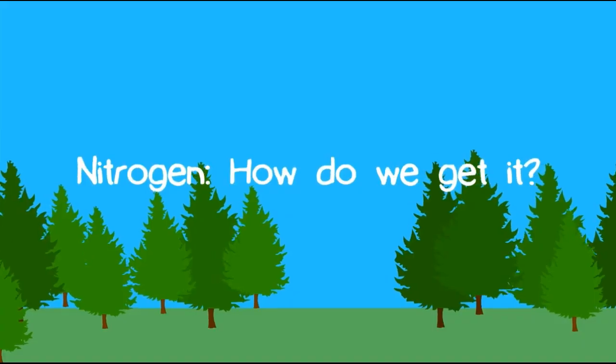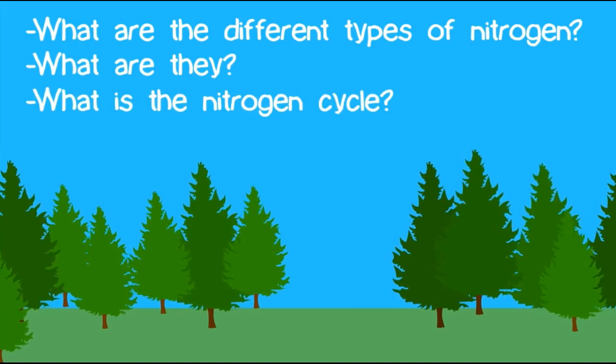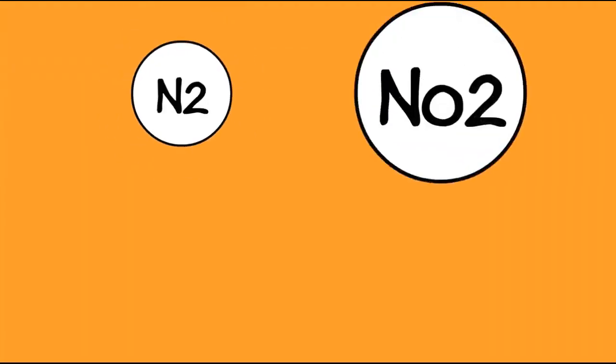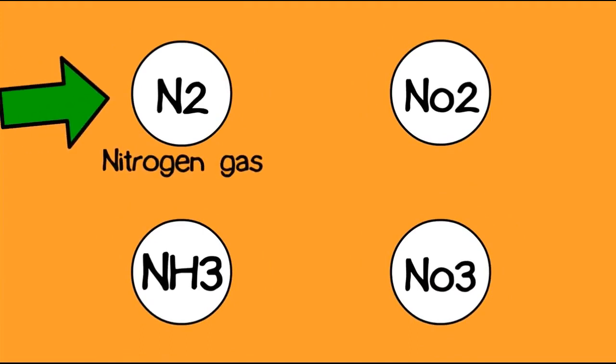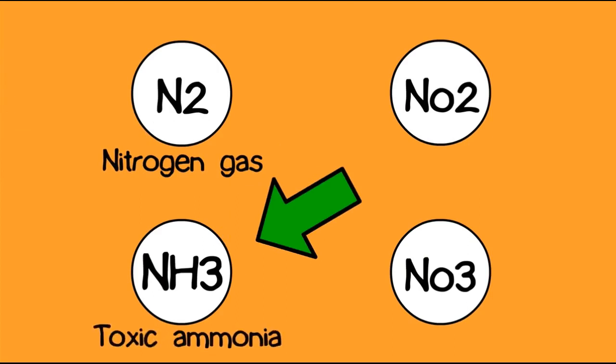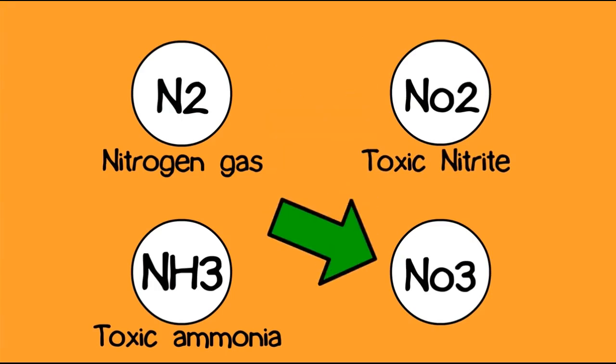In this video, we're going to discuss the different types of nitrogen, what they are, and go over the nitrogen cycle. First, let's talk about the four main compounds that go through the nitrogen cycle. N2 is nitrogen gas that makes up most of the atmosphere. NH3 is toxic ammonia. NO2 is toxic nitrite. And NO3 is not very toxic and kind of wonderful nitrate.